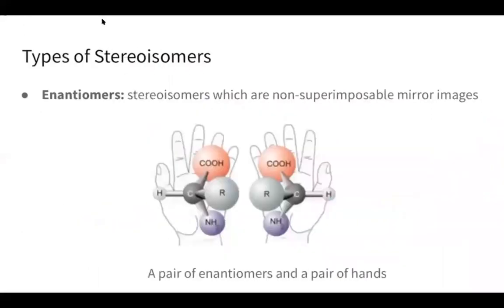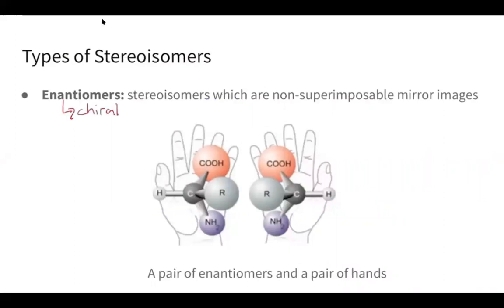Alrighty, so we're going to go on and talk specifically about the type of stereoisomer which we were just referencing. If you remember, the two stereoisomers that I just had were non-superimposable mirror images, and those are known as enantiomers. Enantiomers are chiral.